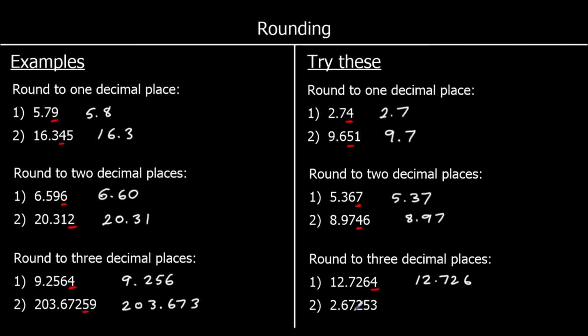And the last one. Again, we want 3 numbers after the decimal point. We look at the next one. Is it 5 or above? Yes. So we round up. 2.673.